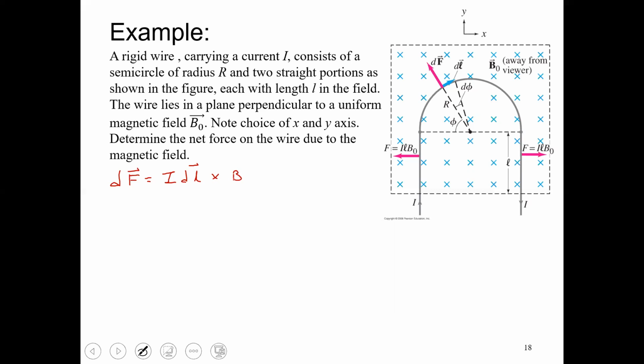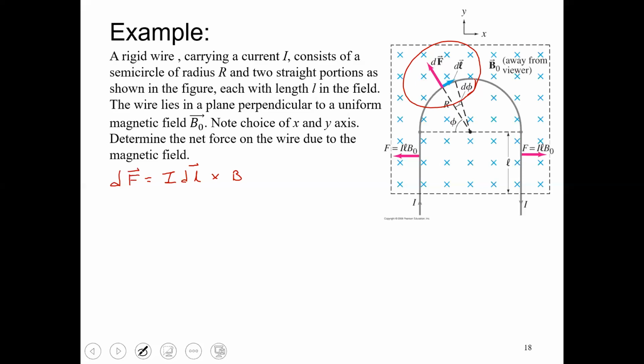So we can see over here, they've already drawn for us a little segment of wire dL and which direction the force would be due to this magnetic field. So we've got a rigid wire carrying a current I consisting of a semicircle of radius R. A semicircle is half a circle, and two straight portions shown in the figure to the right. Each of those straight portions has a length L that's within the field.